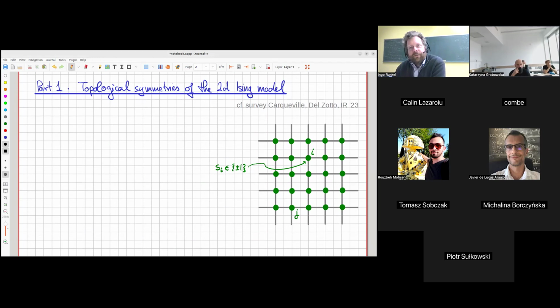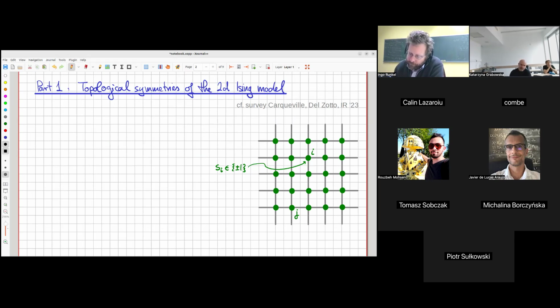I will start with reminding you about the two-dimensional statistical lattice model, which is the Ising model. All the material I present in part one is well known. I didn't give detailed references, but there's a survey article which contains what I will be saying and contains references if you want to see more details. Good. So what's the Ising model?